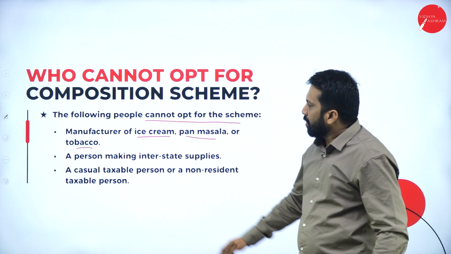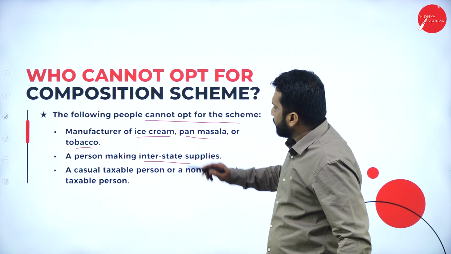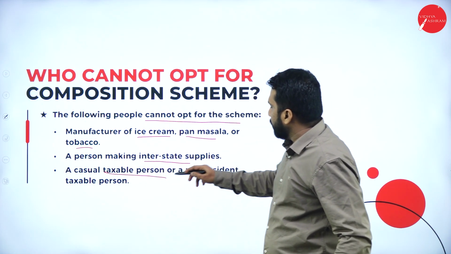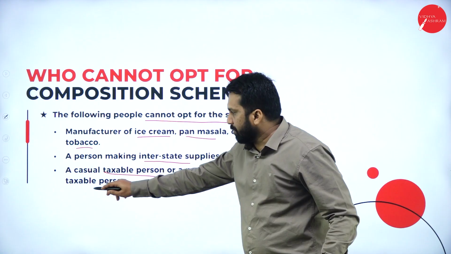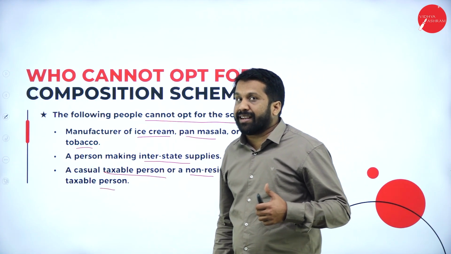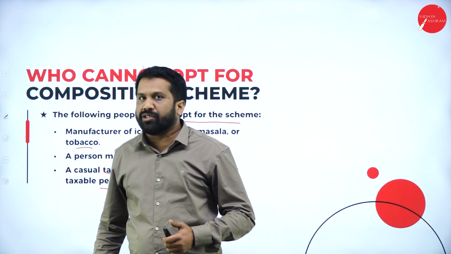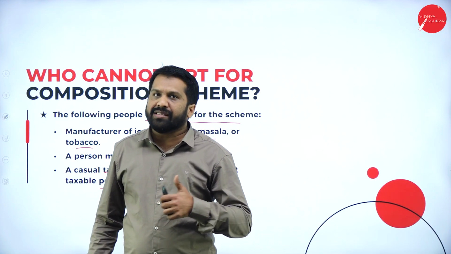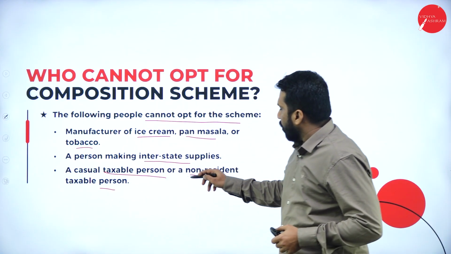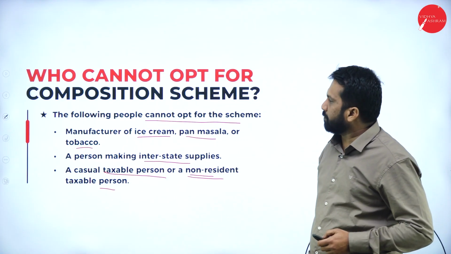The next one, a person making interstate supply, they cannot go for composition scheme. Casual taxable person or non-resident taxable person. Non-resident taxable person, already I told you, he is not a regular seller or regular manufacturer. He does it once in a year, twice in a year. That we call a non-resident taxable person.